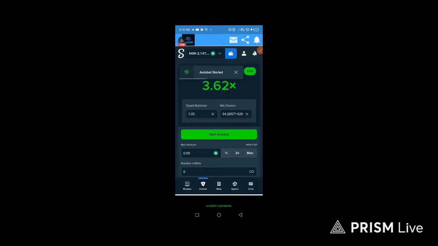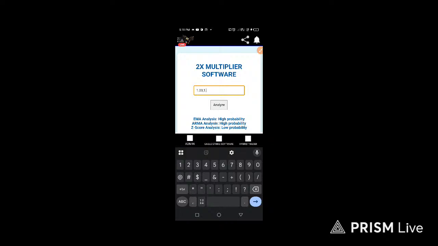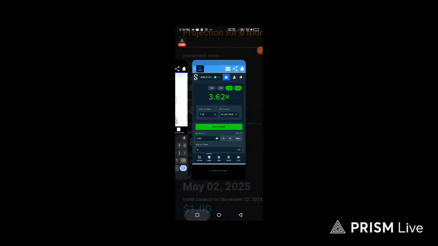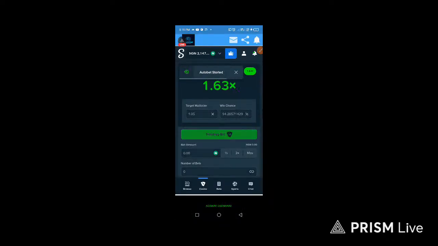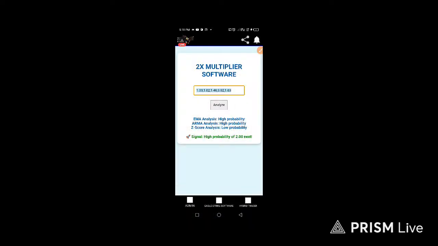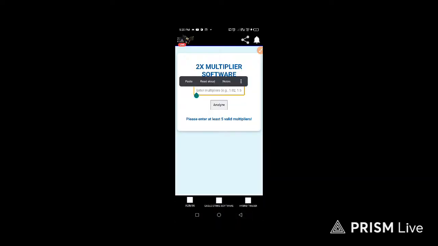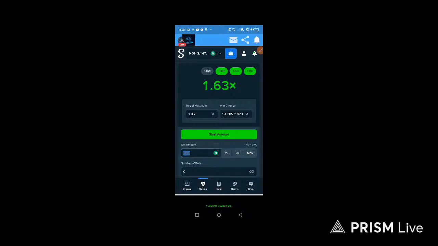So we have 1.03, 1.02, 1.46. So we have 3.62. So we have 1.63. Okay, it says we've taken 10 trades, but it says we should buy. So let's buy 1800 and let's see the result. Okay, good. That was massive.